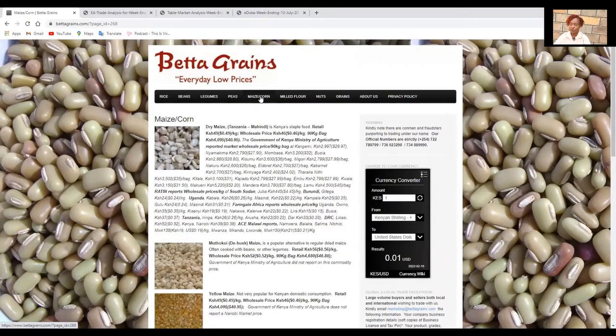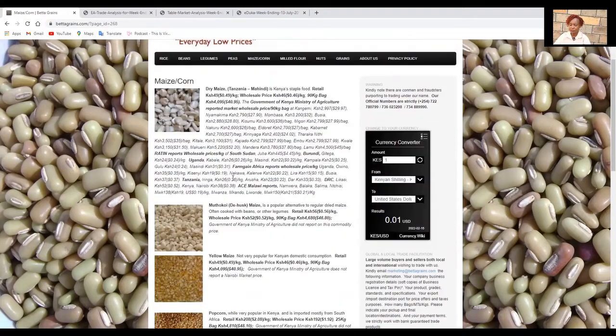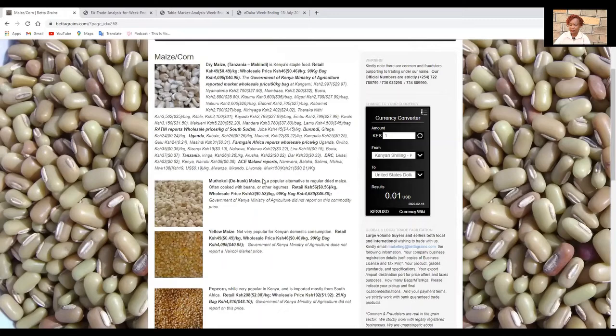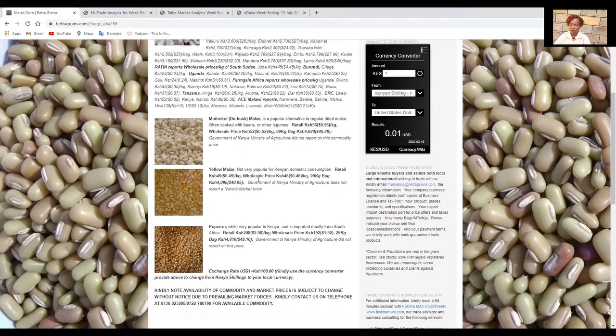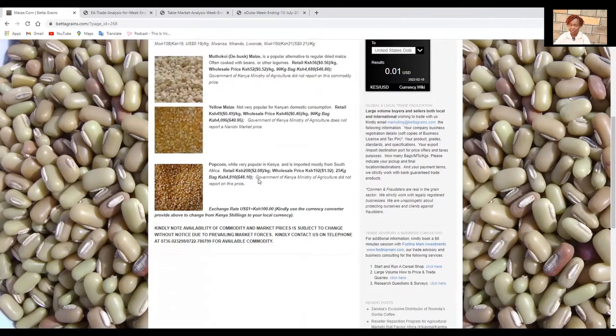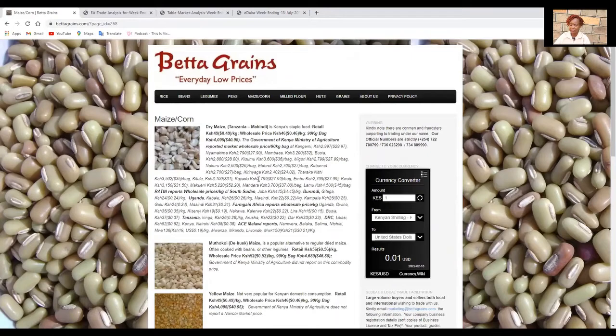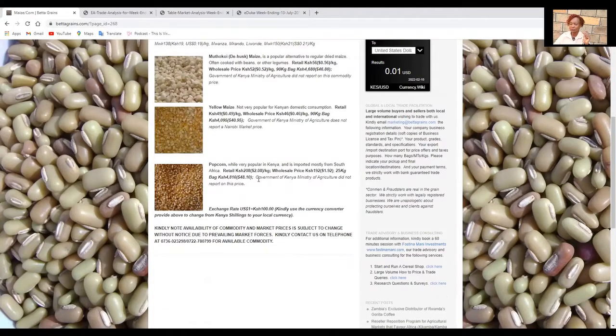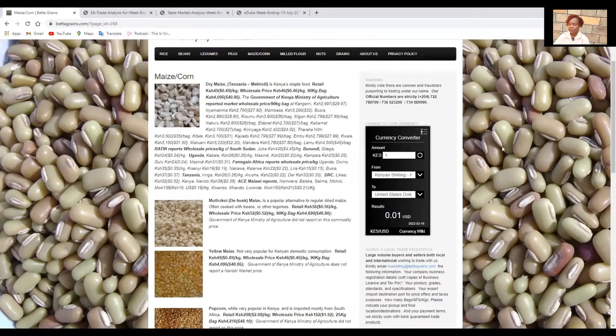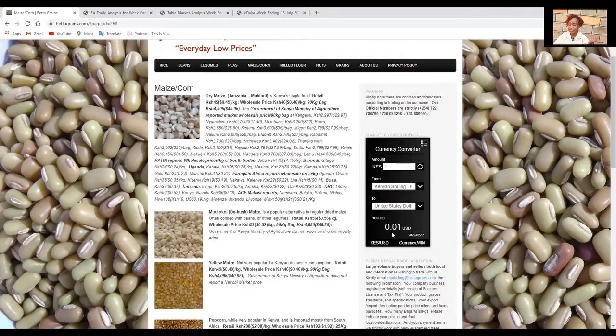Again, if you navigate over to the maize and corn, this is where you will find our maize prices. Again, we report from even as far as DRC and Malawi. You have the price of Mudokoi, we have yellow maize as well, and we have popcorn prices listed here. If you will notice on our website, initially when we started, we just wanted to give an indicative price. So we were reporting at the price of 100 Kenya shillings for $1 US, but that has changed. And that's why, if you notice over here, we have the currency converter, which is able to help you find the accurate price, and I will be taking you through that.